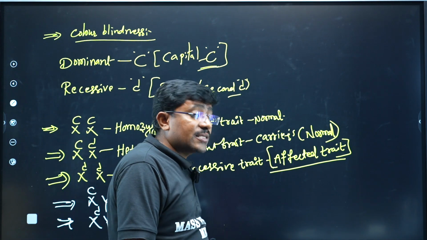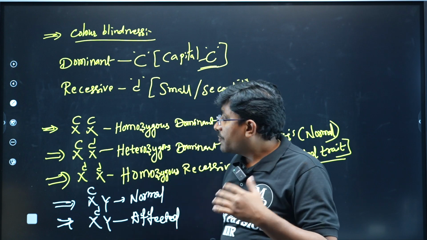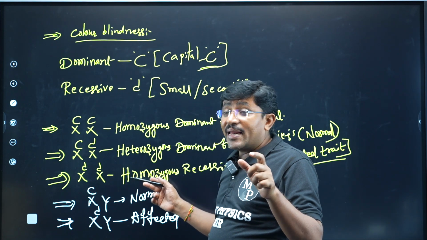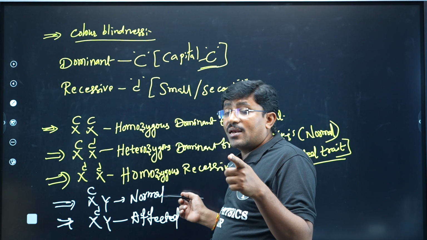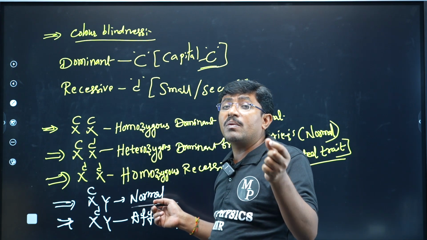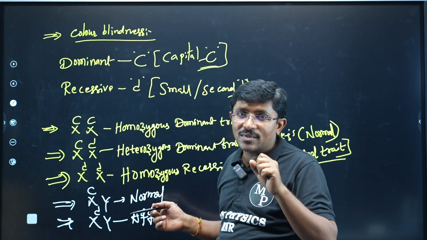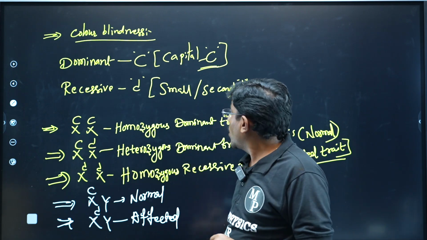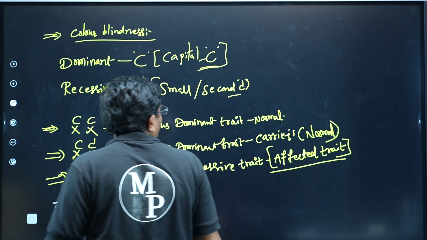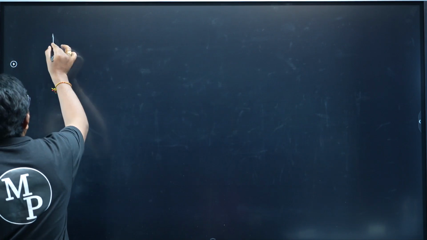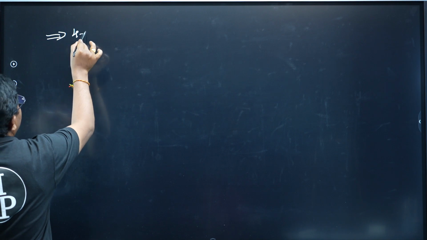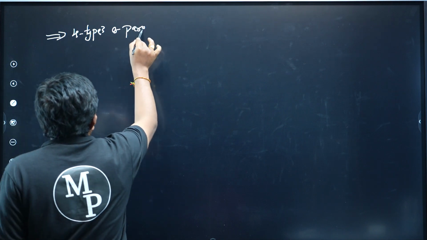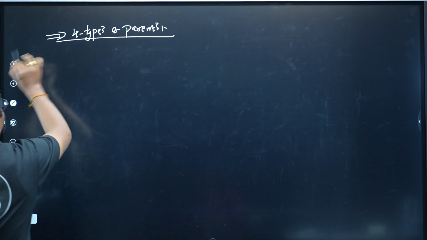So how can these traits be transferred to the next generation? For example, a color blind female marries a normal male. Then what is the probability of their progeny for color blindness? So total 4 types of parents are there for this color blindness. Who are the 4 types of parents here?